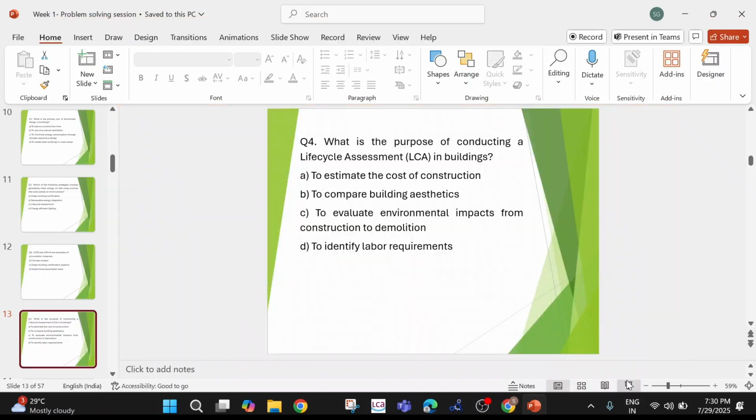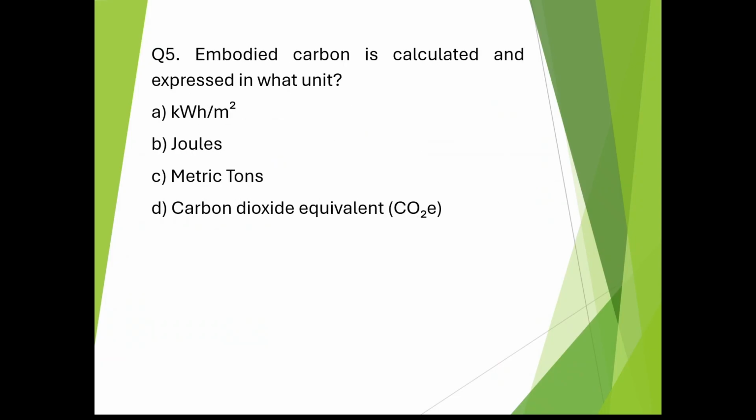So let's move to the next question then. Question number 5. Here is question number 5 for all of you. Try to answer this question number 5 as well. Embodied carbon is calculated and expressed in what unit? It is basically the carbon emission. Embodied carbon emission is expressed in what unit? Out of the four options, choose the most appropriate one.